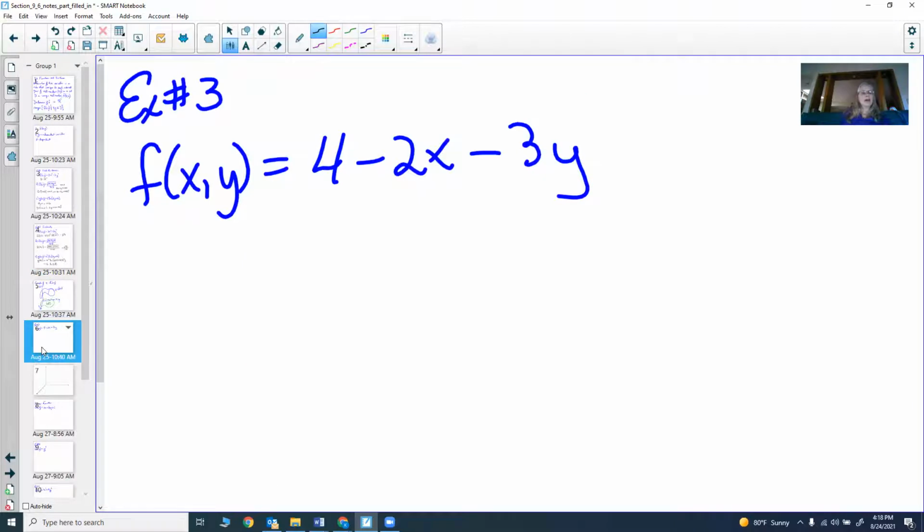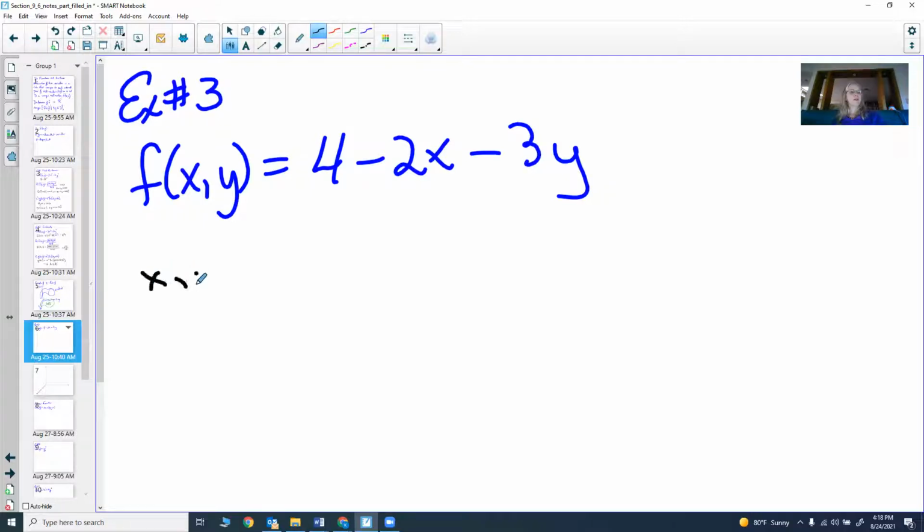So let's go ahead and try to graph some things. Let's look at f of x, y equals 4 minus 2x minus 3y. I would like to graph this. So let's just think about when we were normally learning how to graph equations, we were finding the intercepts. So let's do the same thing.